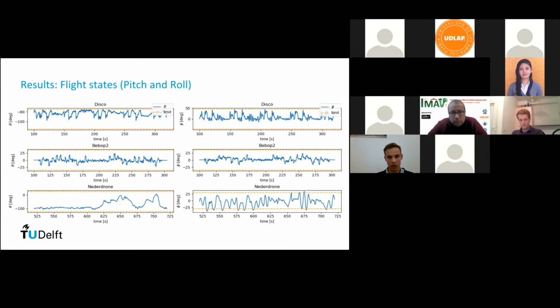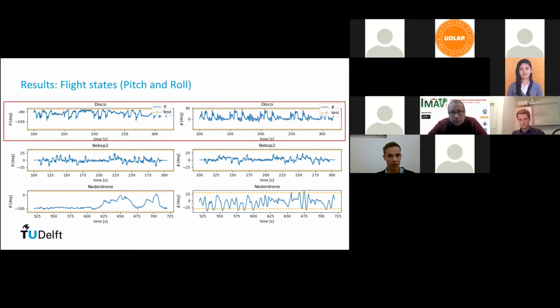Now we evaluate the flight envelope limits in terms of pitch and roll. So you see the plots for all 3 types of platforms, and you see the flight envelope limits indicated here. First of all, for the fixed wing, it can be seen that the pitch and roll stay within its flight envelope limits.